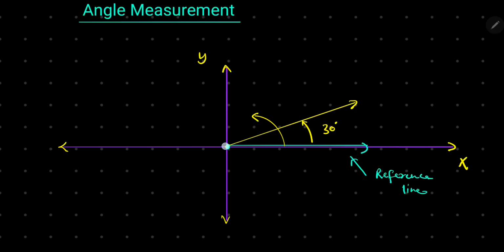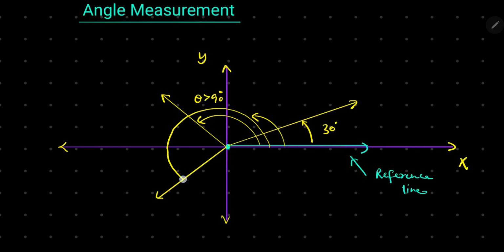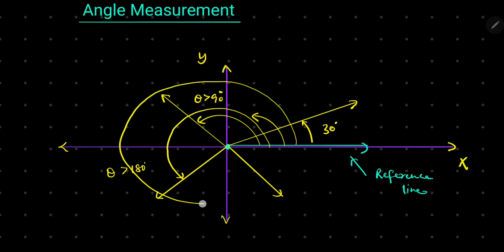If we keep moving this yellow color line and it reaches here, then the angle becomes greater than 90, and you can say theta is greater than 90, which we call an obtuse angle. When we move this yellow line to this quadrant, this angle becomes greater than 180 degree. If you keep increasing it into this quadrant, then the angle is greater than 270 degree.